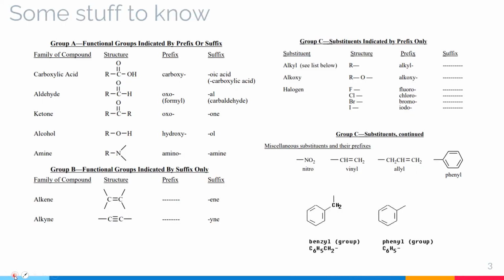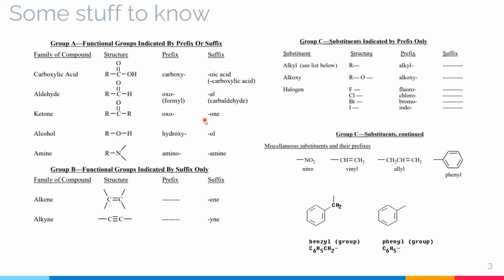So next, some stuff you need to know. I'm not really going to go over this very much, but if you're taking notes, do take notes here. Take a picture if you want. So group A, it's a functional group. These are functional groups indicated by prefix or suffixes. So we got carboxylic acid functional group, and aldehydes, ketones, alcohols, and amines. And there are actually some other stuff to know. So you can see that we'll focus on aldehydes and ketones.